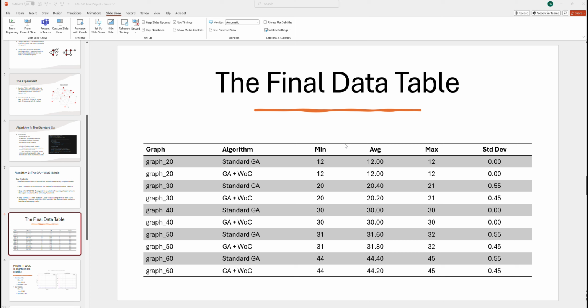In the real world, especially when you're tackling an NP problem where there is no perfect solution, you don't get clean wins. So you get more complex, nuanced data that you have to interpret, like the one we have here. For example, on graph 20 and graph 40, it was a perfect tie. Both algorithms found the exact same solution with zero standard deviation.